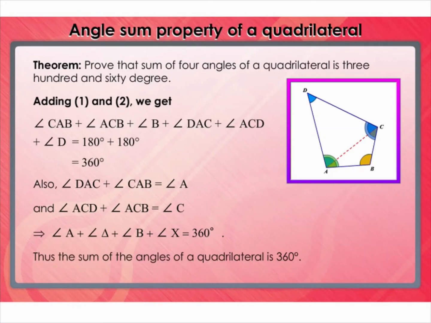Thus, the sum of the angles of a quadrilateral is 360 degrees. That is, the sum of all the angles of a square, a rectangle, a parallelogram, a rhombus, a trapezium, and a kite is equal to 360 degrees.